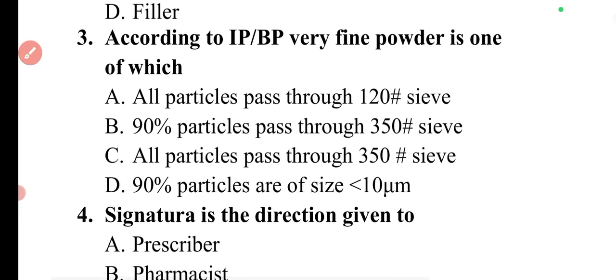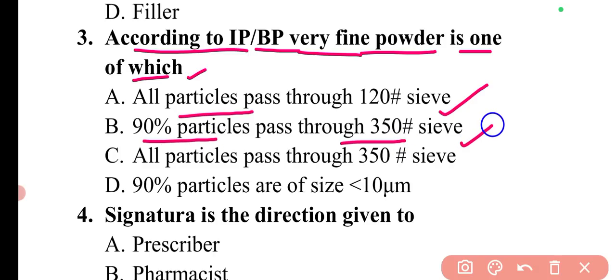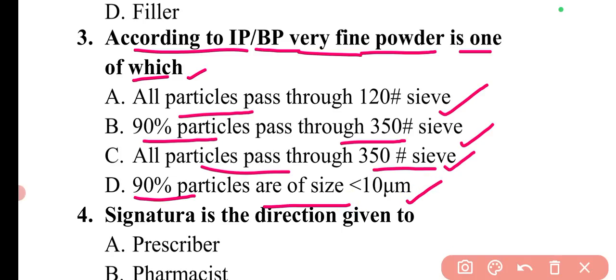Next question is, according to Indian Pharmacopoeia, British Pharmacopoeia, very fine powder is one of which. Options are all particles pass through sieve number 120, 90% particles pass through sieve number 350, all particles pass through sieve 50, 90% particles are of size less than 10 micrometer. The correct answer is option number A, all particles pass through sieve number 120.